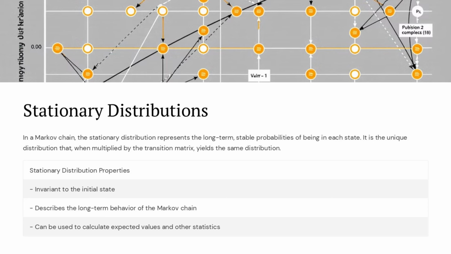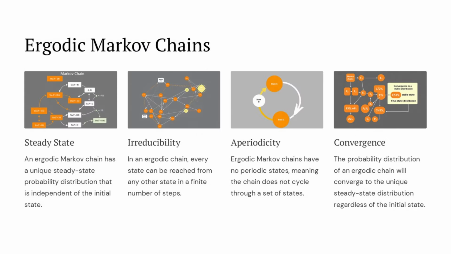The stationary distribution is an important concept for understanding the long-term behavior of Markov chains. Ergodic Markov chains have a unique steady-state probability distribution that is independent of the initial state. In an ergodic chain, every state can be reached from any other state in a finite number of steps.